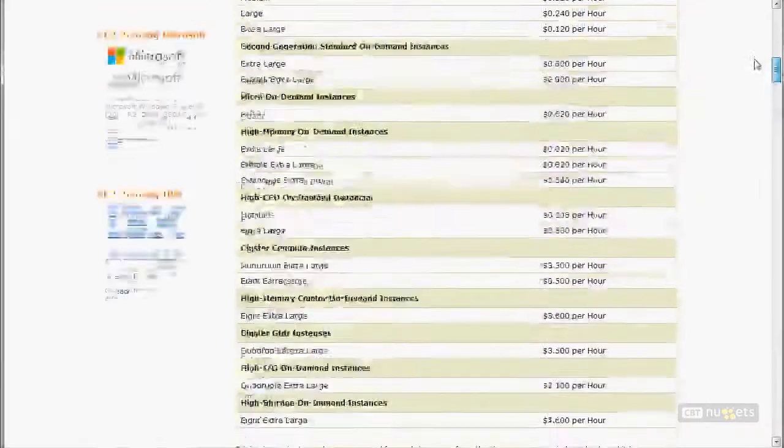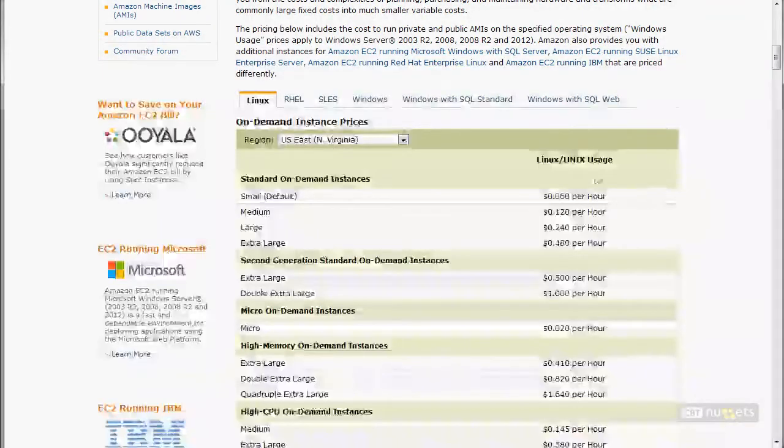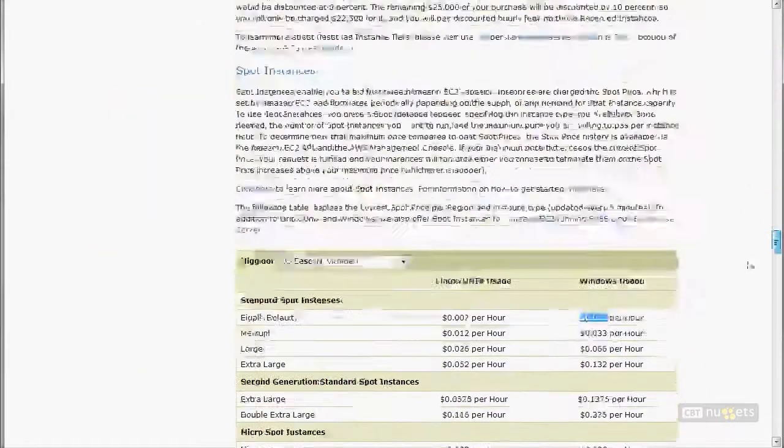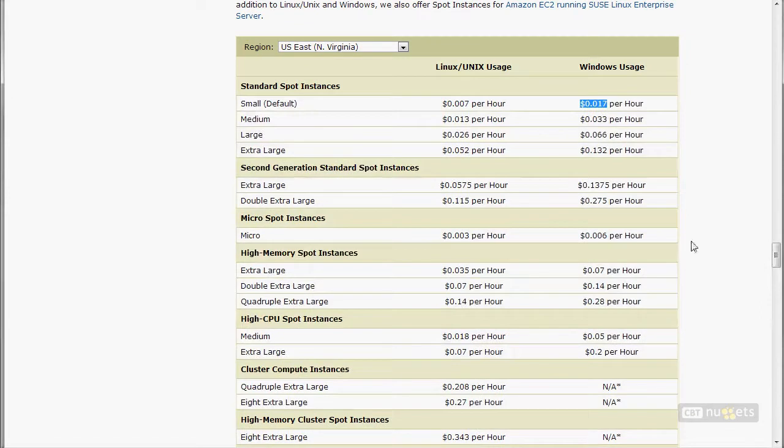Now come back up here for normal pricing, and for Windows you're looking at 9.1 cents an hour. So percentage savings, a lot, right? Compared to the two. So you have this extremely low hourly rate that is not guaranteed.